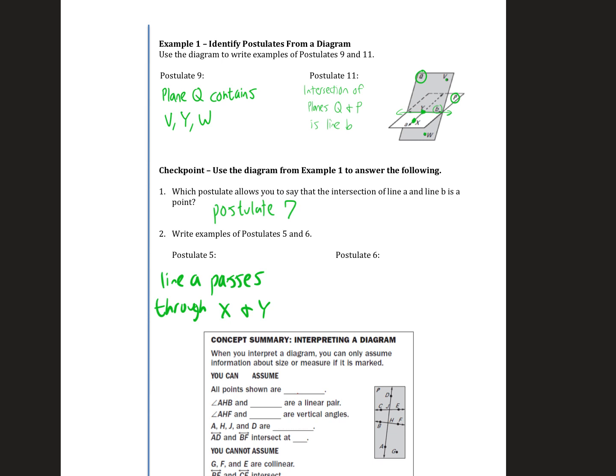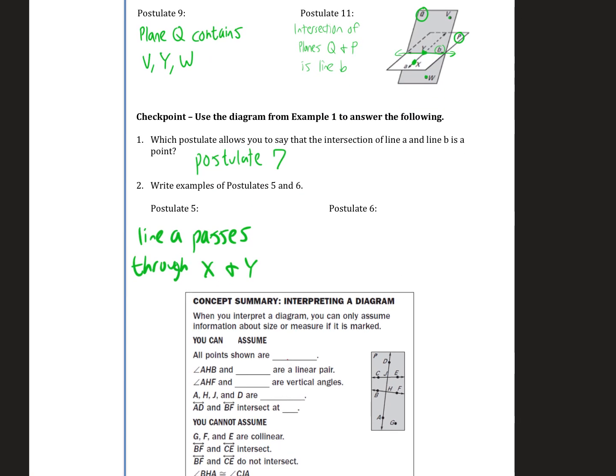And the other thing too, postulate 6 is kind of a similar thing. A line contains at least 2 points. It's going to be the same thing. Line A contains, actually we'll say this, yeah. So line A contains X and Y. All right?